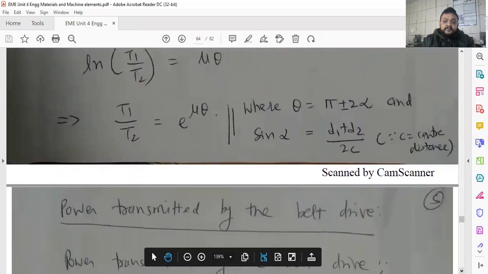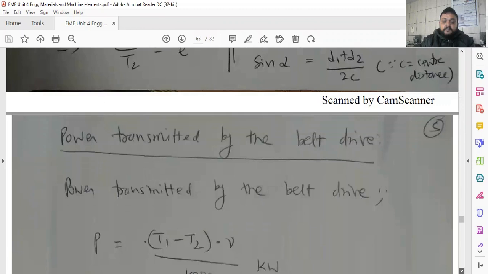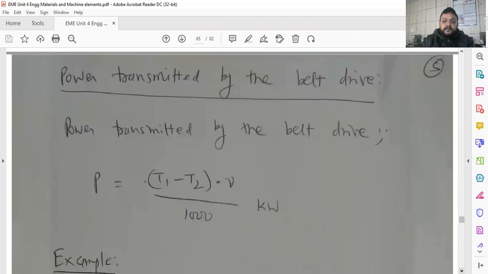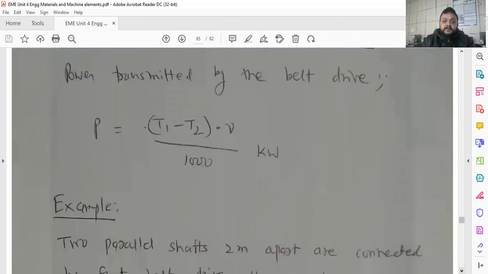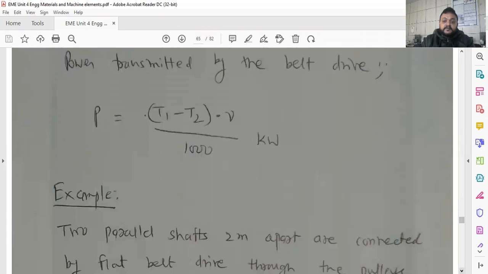Then the power transmitted by the belt. How much power is to be transmitted? Now, the fundamental equation of power transmission: P is equal to (T1 minus T2) into V divided by 1000, in kilowatt. Power P is equal to torque into velocity. Torque means moment, moment into velocity. That is the simple power definition.